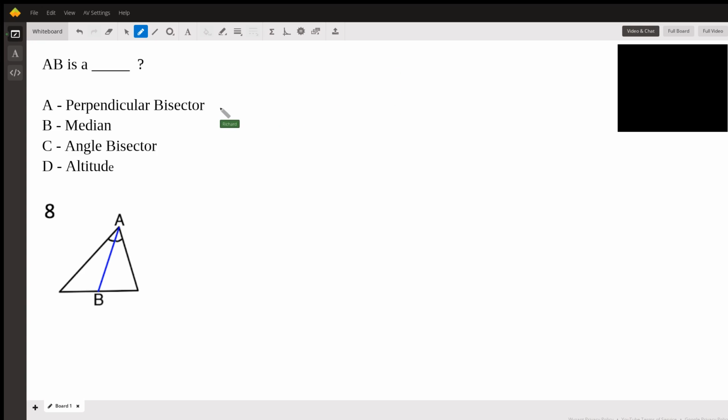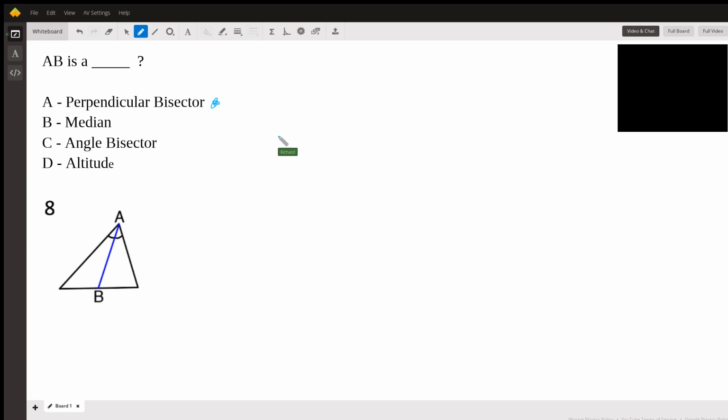So we have a little multiple choice question based on this diagram. I'm just going to go through each one of these possibilities and show you why it does or doesn't fit. I'm just going to use different colors here to try to make it easy to follow. We'll start with the light blue, so this will be perpendicular bisector.